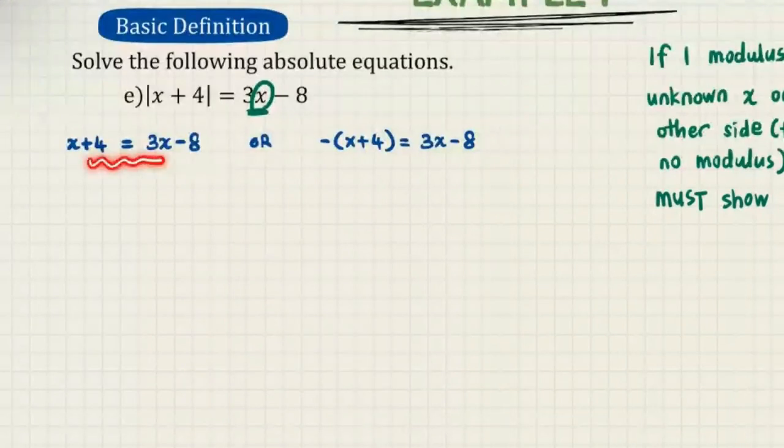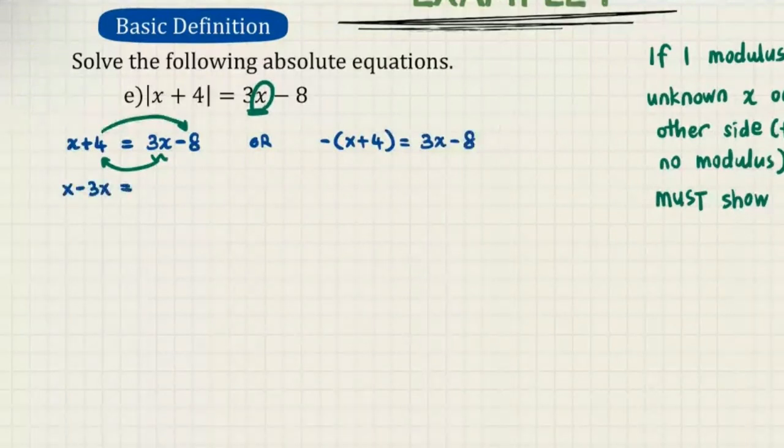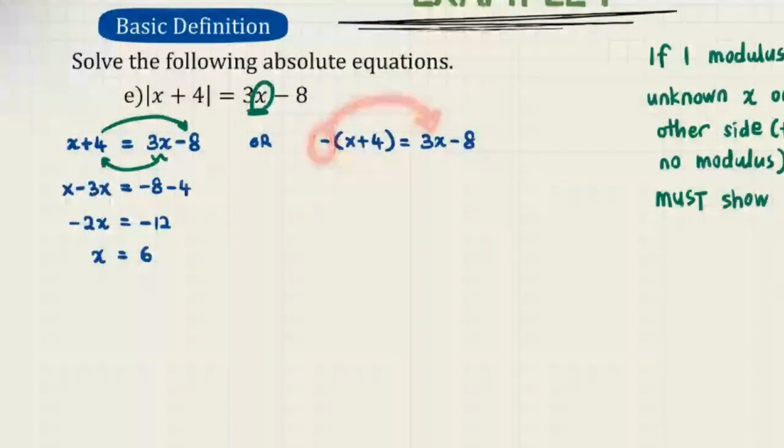Okay, next. This part, rearrange x with x, constant with constant. So x minus 3x equals negative 8 minus 4, and here we have negative 2x equals negative 12. So therefore x equals 6. So we get the answer 6 for the first one. And for the second one, there are 2 options. Earlier I moved terms across, from the left hand side to the right hand side.